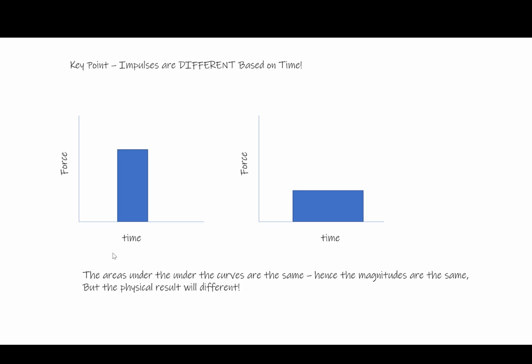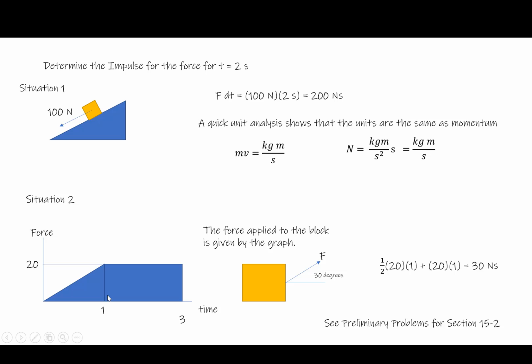So the ultimate impulse is going to be the same, the magnitude of that impulse, but the forces that I'm going to feel on my person are very different, and that can be the difference between life and death. Same thing happens with your seatbelt, because that extends the time so the forces are reduced. So the areas under the curves are the same, the magnitudes are the same, but the physical result is going to be significantly different. And that was one of the big things that we talk about in terms of impulse.